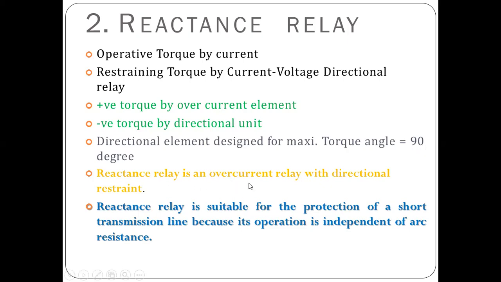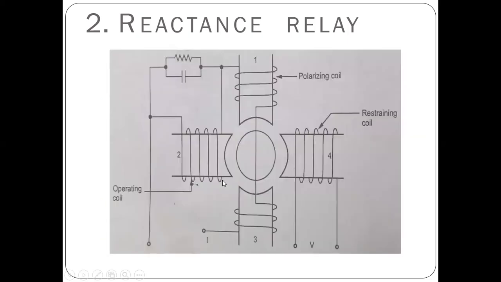The reactance relay is an overcurrent relay with directional restraint. The reactance relay is suitable for short transmission lines because its operation is independent of the arc resistance. This is the diagram for the reactance relay. It is the simplest arrangement of the reactive distance relay. It is similar to the induction type of relay.